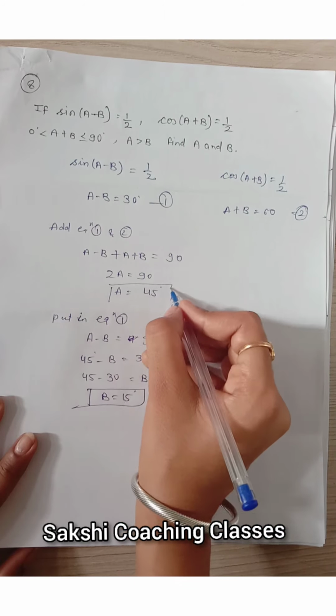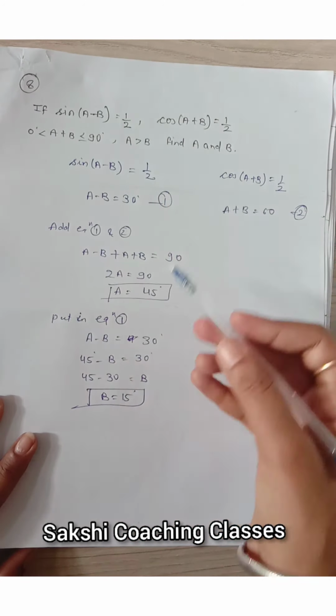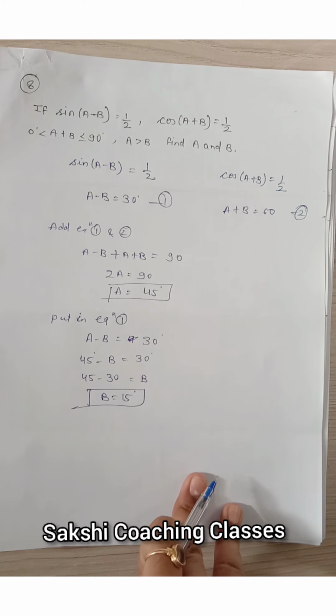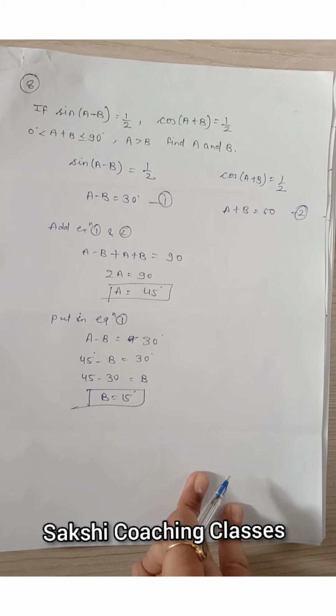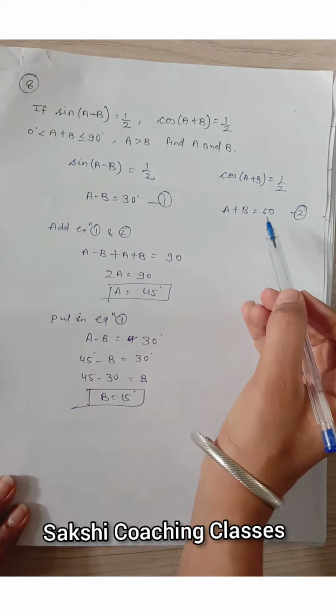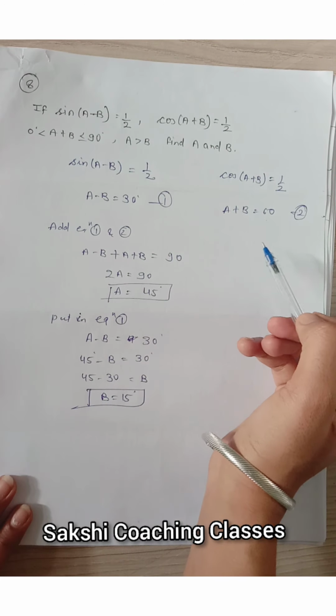This also satisfies the condition that A is greater than B. We get A as 45 and B is less than A, so A is greater than B, and the sum of A and B is less than 90. It's also defined that the sum of A and B is less than 90, so it's clear.